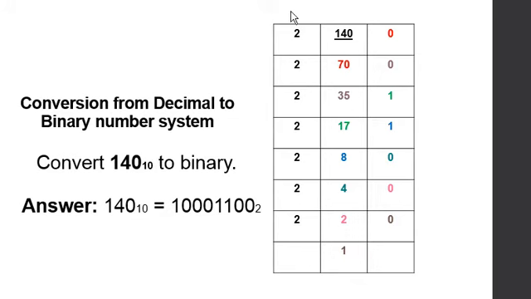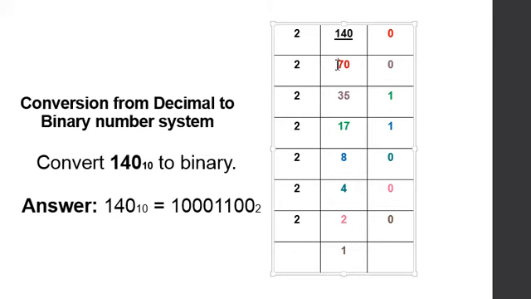In solving it, we first write the decimal number that we are trying to convert. In this case, we have 140. We always divide it by 2. Why do we divide it by 2 when we convert? Because again, the base of binary is 2. So 140 divided by 2 is equal to 70. You write the answer below it.